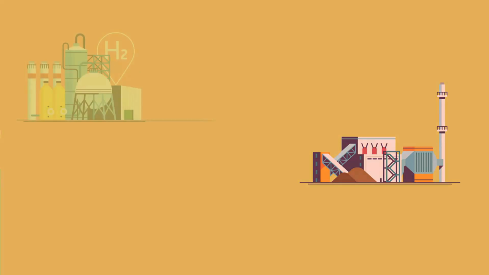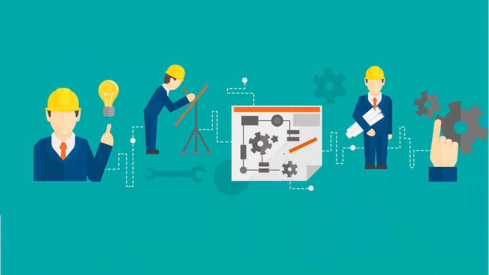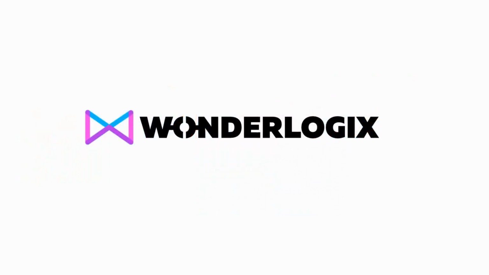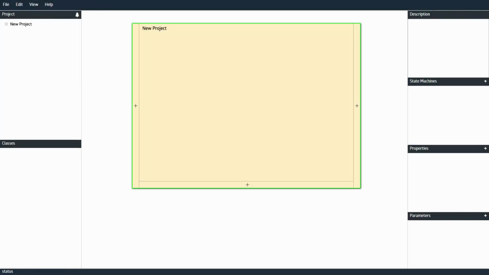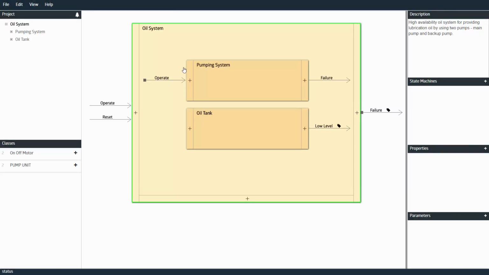The control system is designed to reflect the structure of the physical components of the facility and to define their functionality. Let's have a look at a simple oil system. The purpose of this system is to reliably supply oil, for example, for turbine bearings.